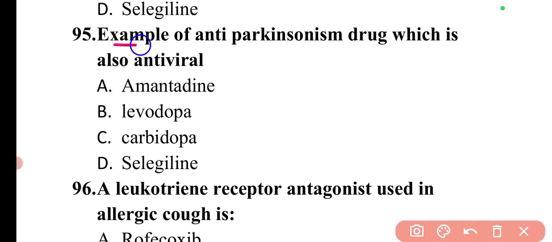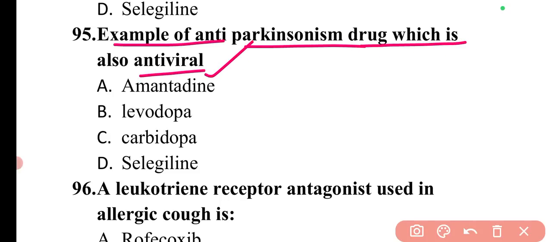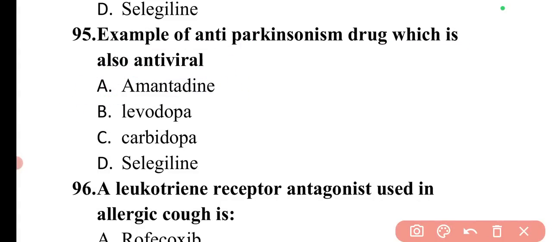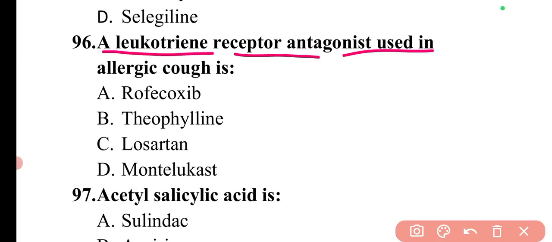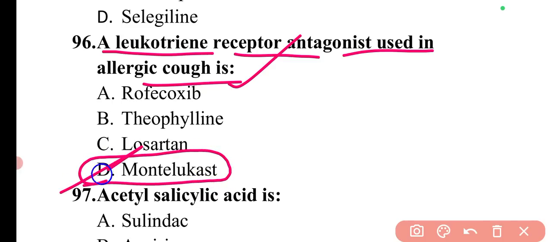Next question is, example of anti-Parkinsonism drug which is also antiviral. So the drug which is anti-Parkinson as well as antiviral also, the example is amantadine. So here option A will be the correct answer. Next question is, a leukotriene receptor antagonist used in allergic cough is. So the leukotriene receptor antagonist which is used in allergic cough includes montelukast. So here option D is correct.